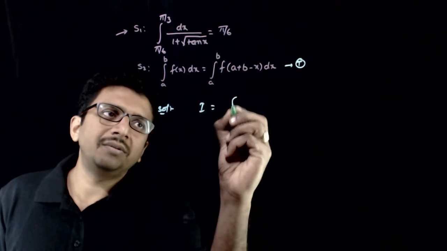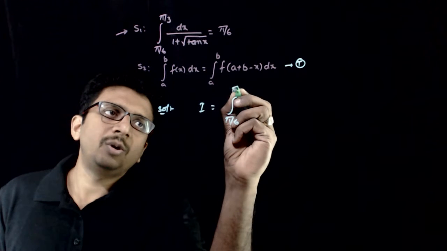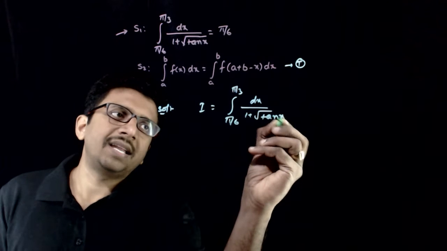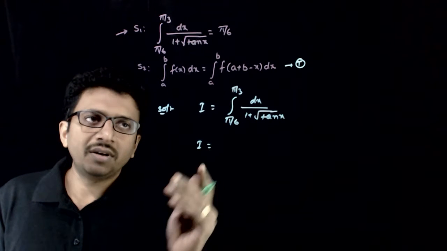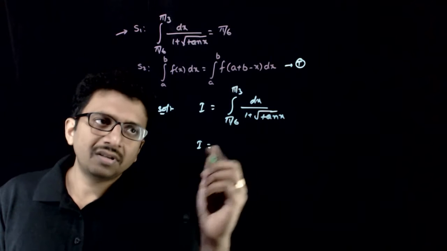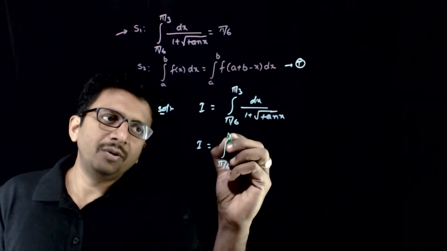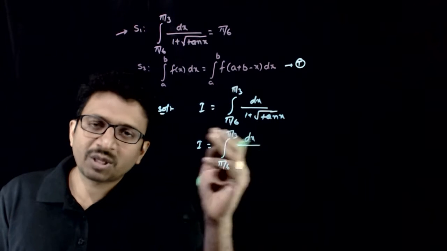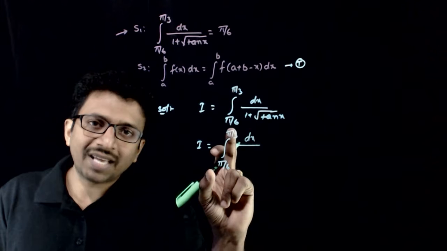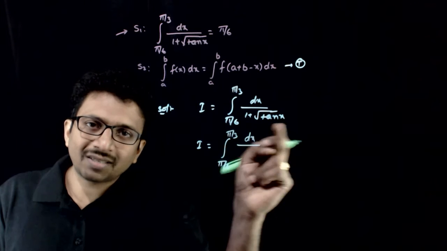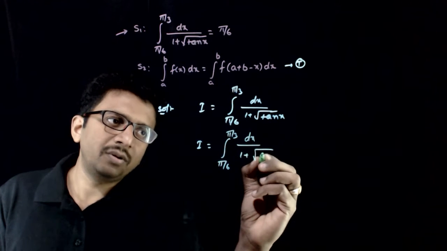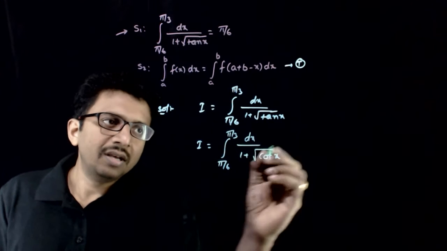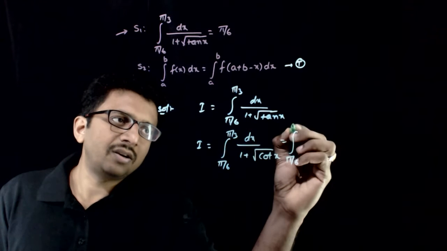Let I be equal to integration of pi by 6 to pi by 3 dx by 1 plus root of tan x. This is of the form integration from a to b f of x, so it can be written as integration from a to b f of a plus b minus x, that is pi by 6 plus pi by 3, which is pi by 2, minus x. That means I can put pi by 2 minus x in the place of x, giving 1 plus root of cot x. So tan of pi by 2 minus x is cot x.